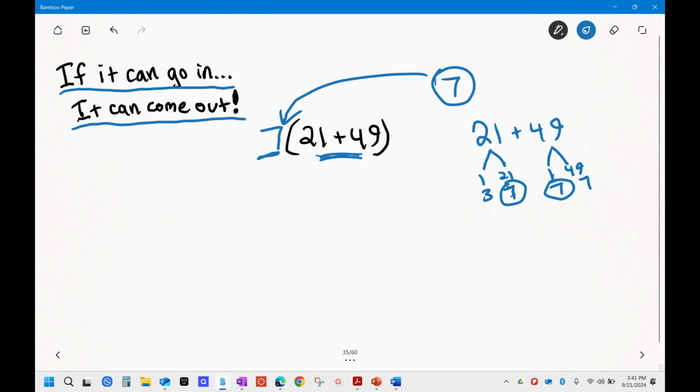So for the 21, it's 7 times 3 is 21. So that's going to turn this 21 into a 3. And for the 49, it's 7 times 7 is 49. So that's going to turn this 49 into a 7. So when we're pulling it out, we're doing the opposite of what I just showed you, the opposite of the distributive property. Our answer will be 7 times parentheses 3 plus 7.